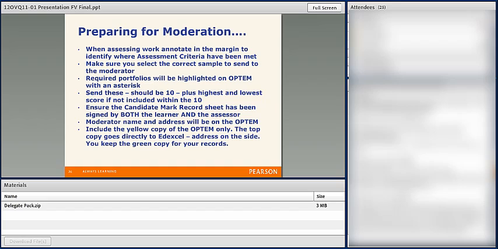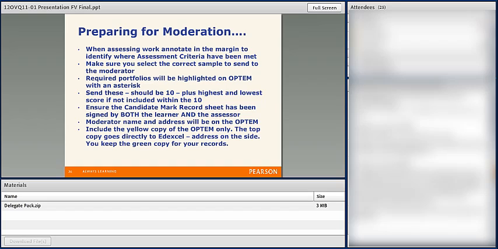Moderation is not a reassessment. We are not assessing your candidate's work. We are moderating your assessment. We're looking to see if you have assessed accurately, or if you've awarded marks generously, or conversely that you've been too harsh. And we will always moderate positively. We're looking to try and support you as assessors, but we need to make sure that the evidence is there.